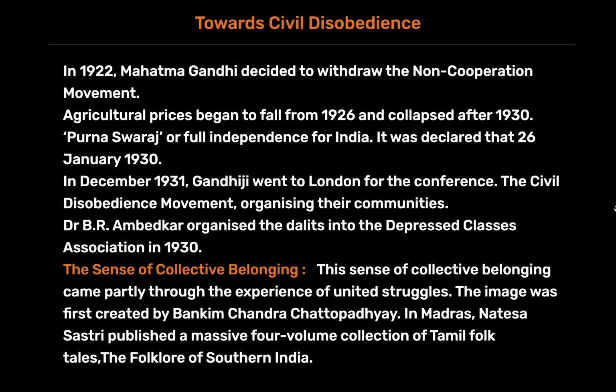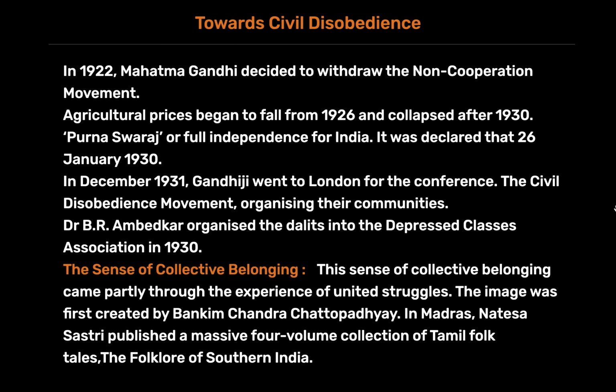How participants saw the movement. The civil disobedience movement, organizing their communities. The movement was restarted in 1932. Many of them refused to participate. Federation of the Indian Chamber of Commerce and Industries, FICCI, in 1927. In 1930, workers in Chotanagpur tin mines wore Gandhi caps and participated in rallies.